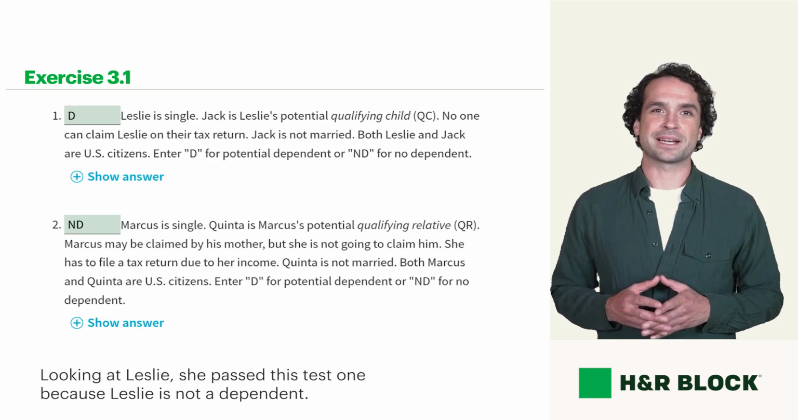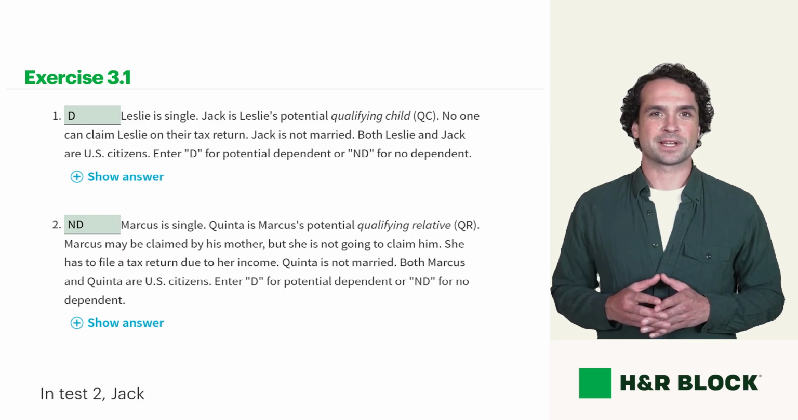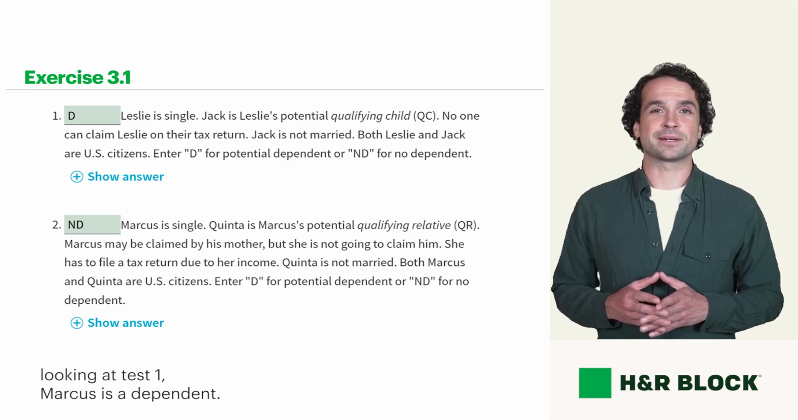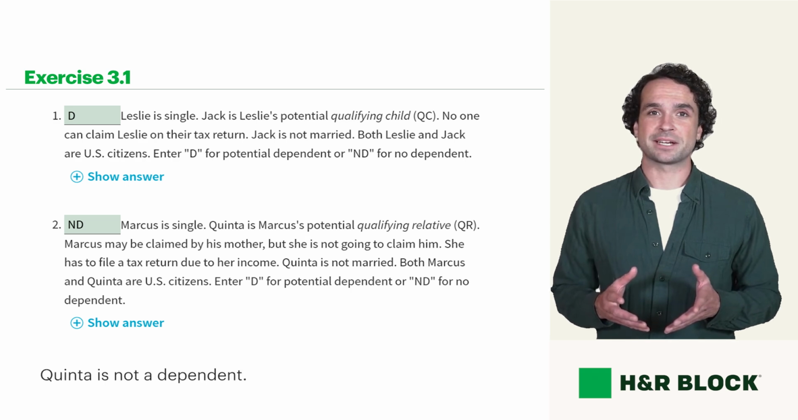Looking at Leslie, she passes test 1 because Leslie is not a dependent. In test 2, Jack is not filing MFJ. In test 3, Jack is a U.S. citizen. Jack is a dependent. For Marcus, looking at test 1, Marcus is a dependent. The first test is failed. Quinta is not a dependent.